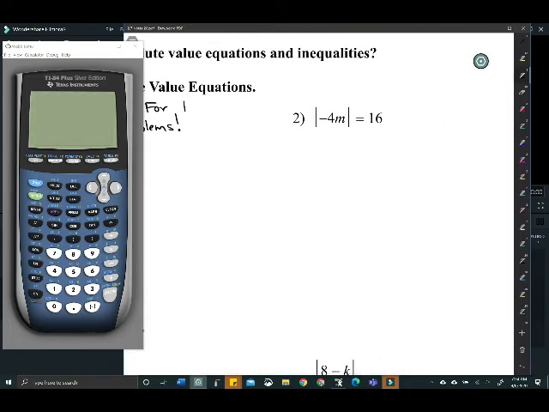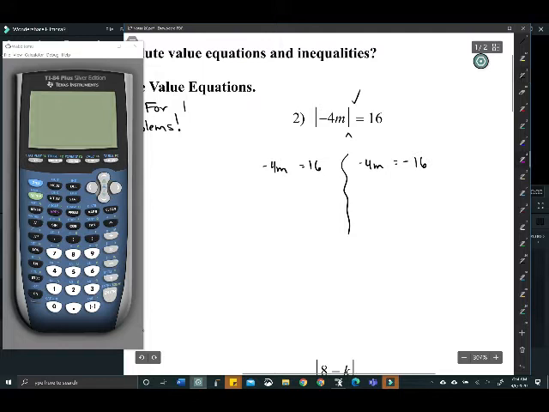All right, same idea. Absolute value, isolated, so it's good to go. Split it up, -4m equals 16. Boop, boop, boop, boop. -4m equals -16. Key thing, you do not change anything about what's inside the absolute values. Notice it's still -4 in both cases. The only thing that you flip is the sign on one of your splits. So we split it up, and then we're just going to divide. M is equal to -4. M is equal to +4.